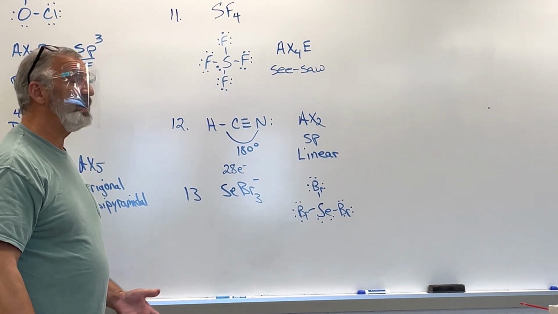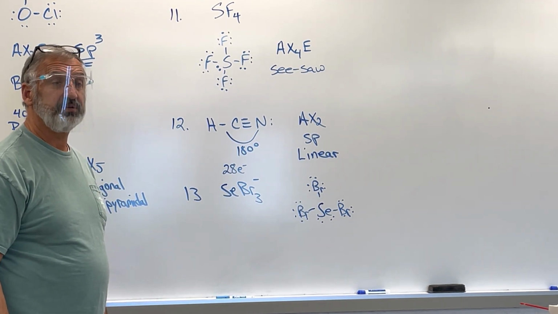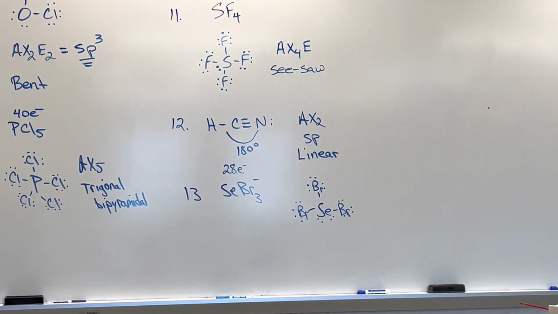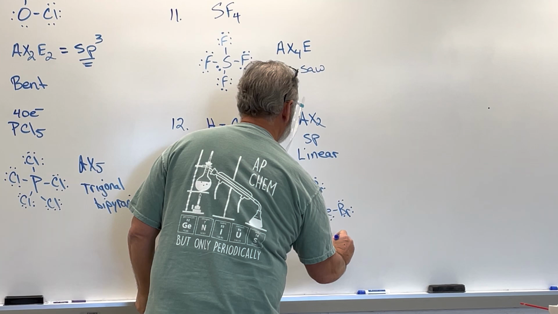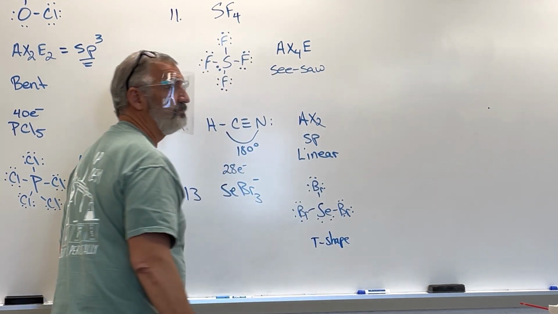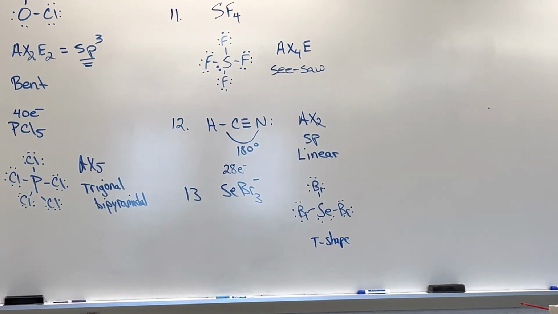So we have another AX3E2. It's just going to be just like this one right here, BrF3. It's going to be T-shaped and no hybridization. Bond angle is going to be 90 degrees all the way around. All right, let's go and do the last two now.